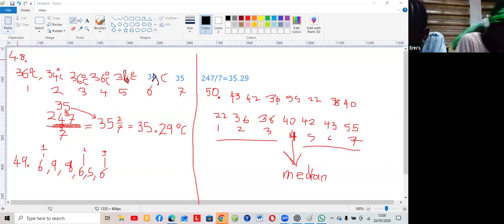22, 36, 38, 40, 42, 43, and 55. Median. Favor done.